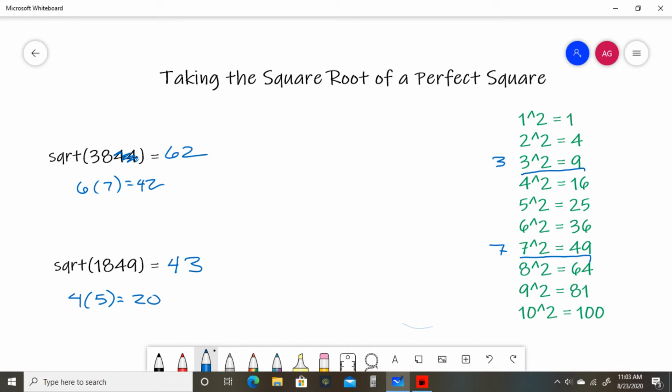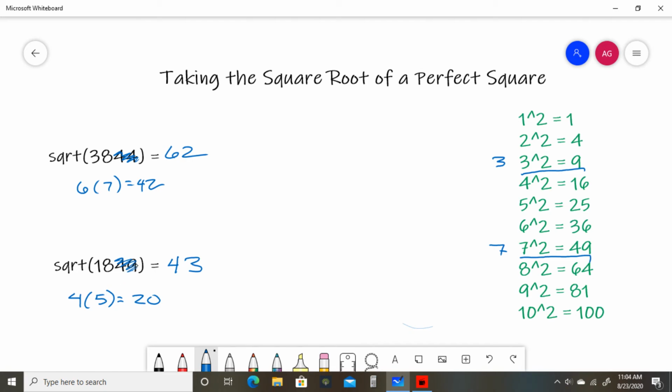Alright, to recap, our first step is to ignore the two rightmost digits, or 49, and just focus on the 18. We want to find the largest perfect square that is less than 18. So, from our chart over here, it looks like that's going to be 16, and when we take the square root of that, you get 4, which is our tens digit.